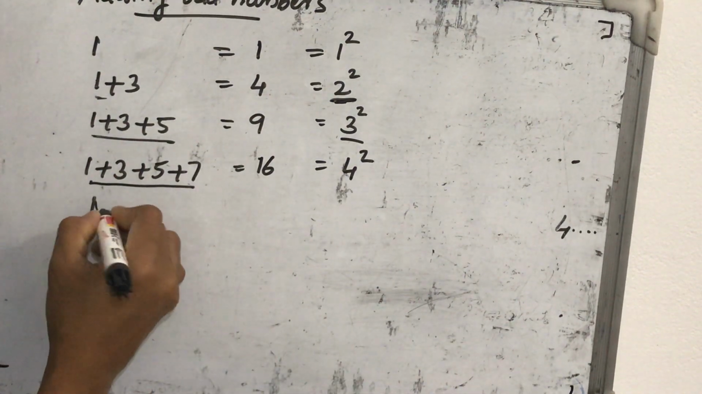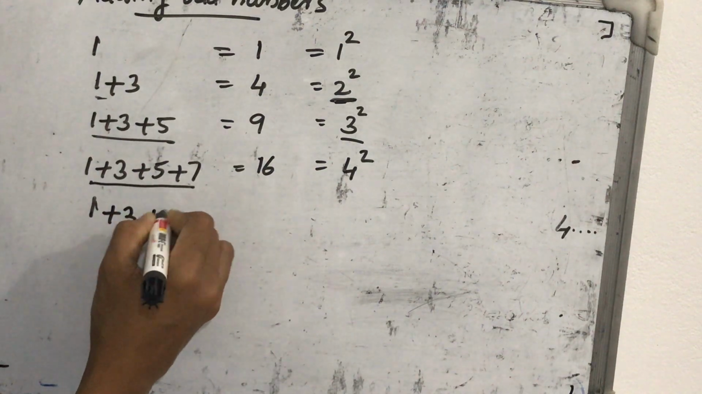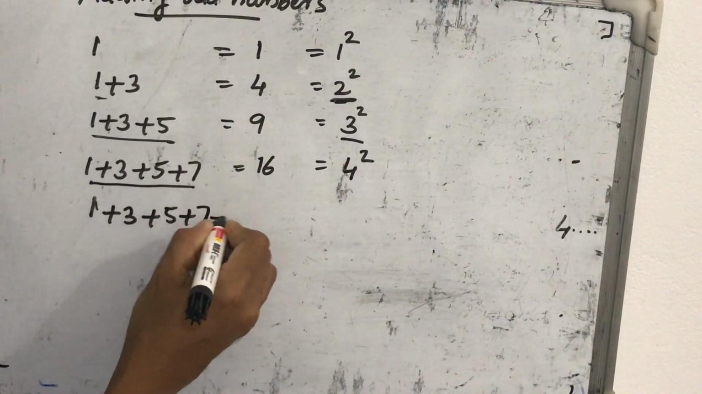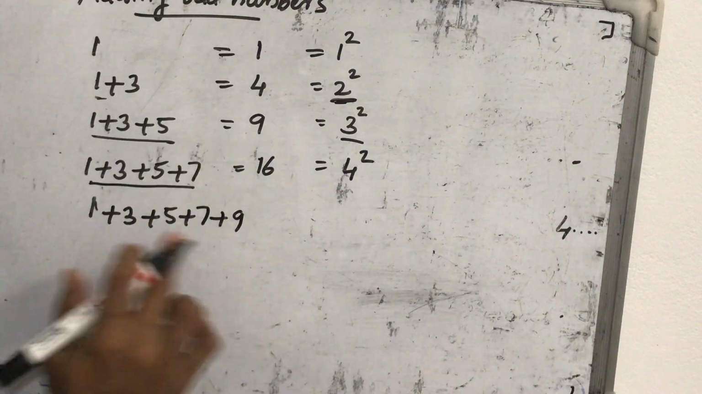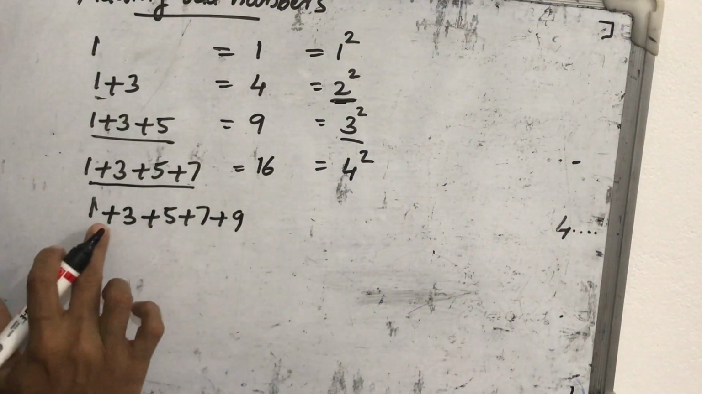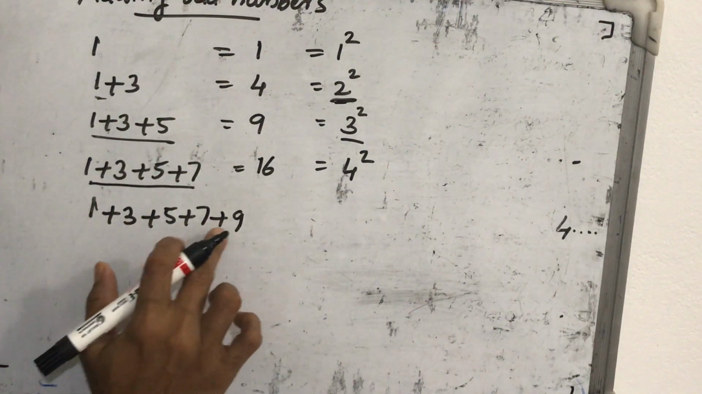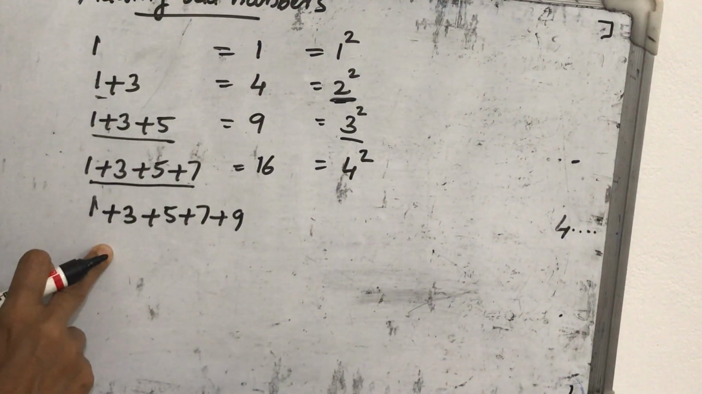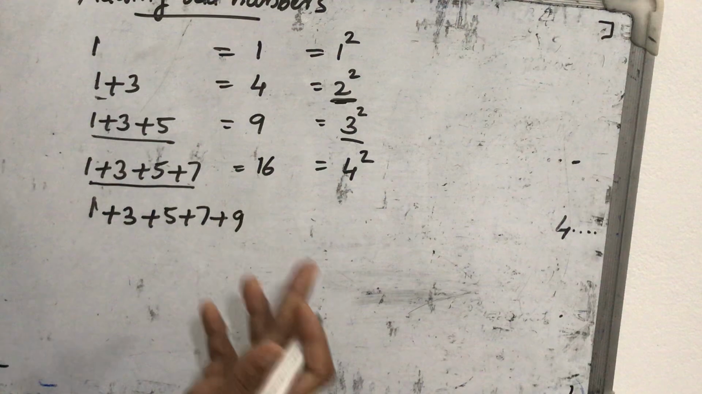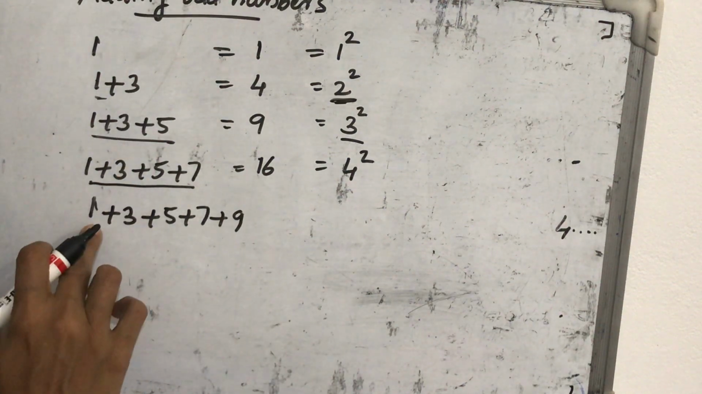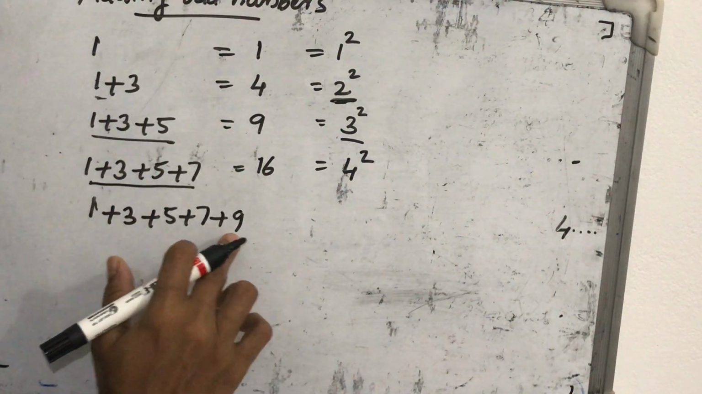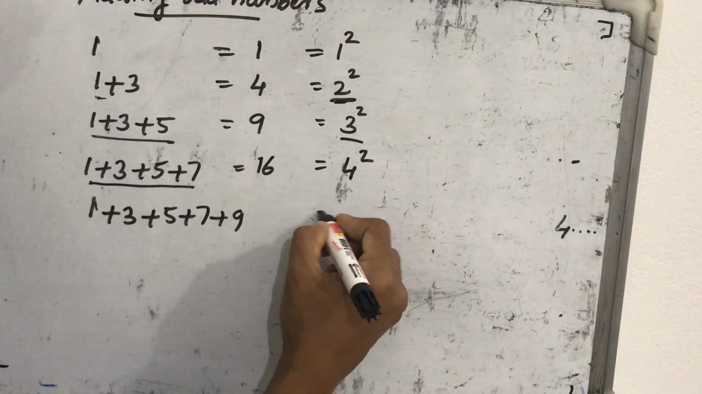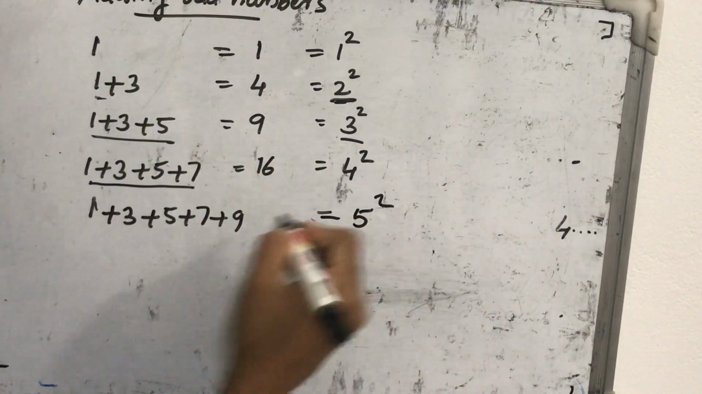And when we continue this, next will be 1 plus 3 plus 5 plus 7 plus 9. How many odd numbers did we add here? 1, 2, 3, 4, 5. That is continuous odd numbers starting from 1. That is a must. So without adding, we can find its answer: 1, 2, 3, 4, 5 odd numbers, so it will be 5 square.